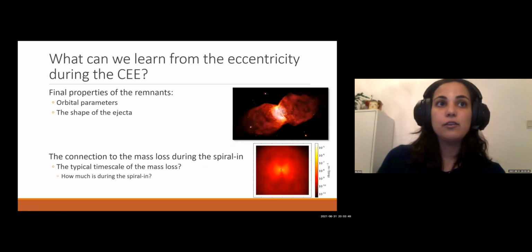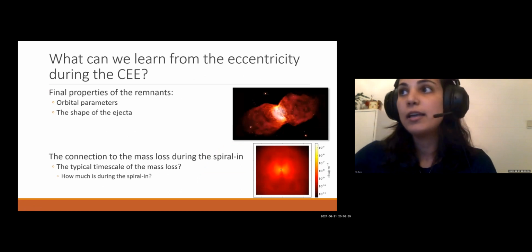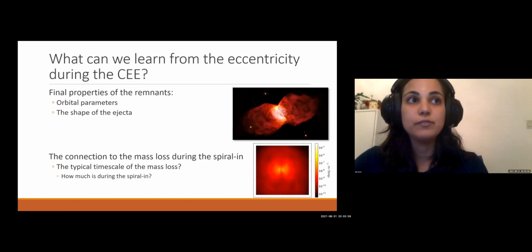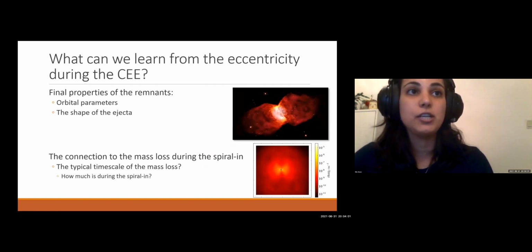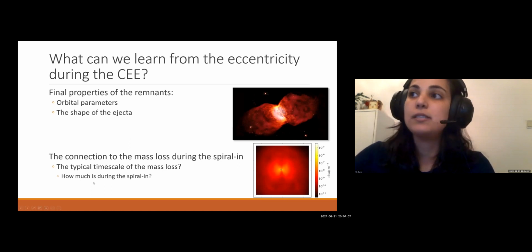Understanding the role and the evolution of the orbit and eccentricity along the common envelope may shed more light on the type of processes that are involved in the common envelope ejection and their timescales, as well as help us understand the evolutionary stage of the post-common envelope systems that we observe.